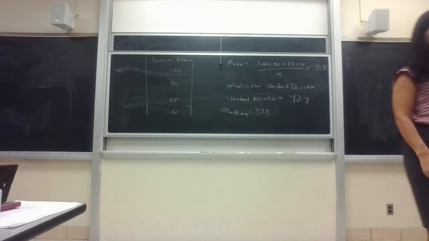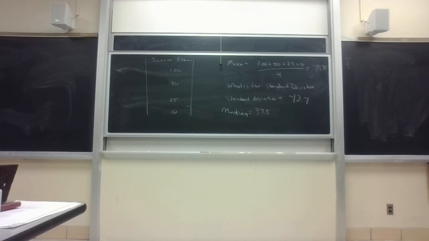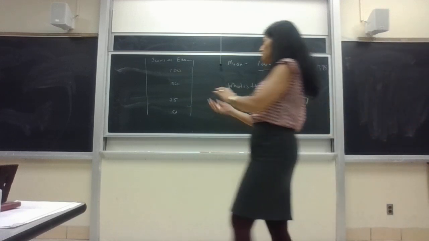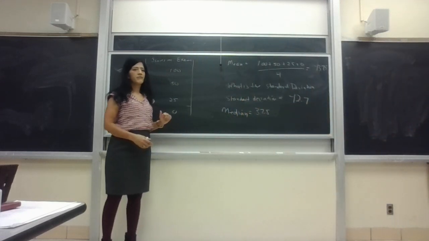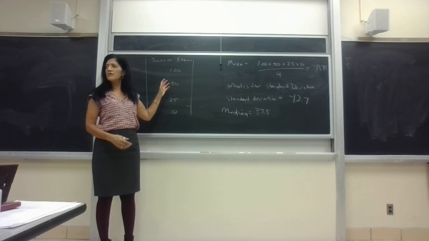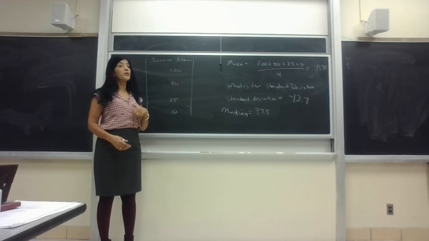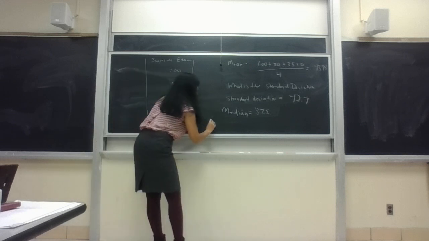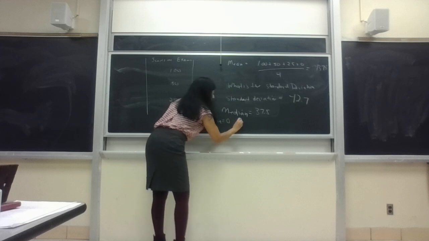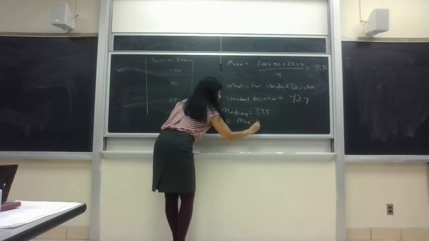What other information do you think would be helpful for someone to see if they just needed a few numbers to explain this list? Mode? No. Min and max. The range. The grades range from 0 to 100. That to me would be like, wow. Min would be 0 and max would be 100.